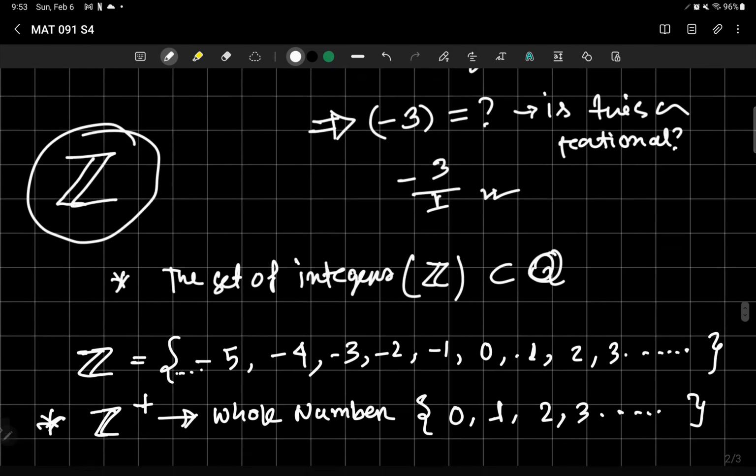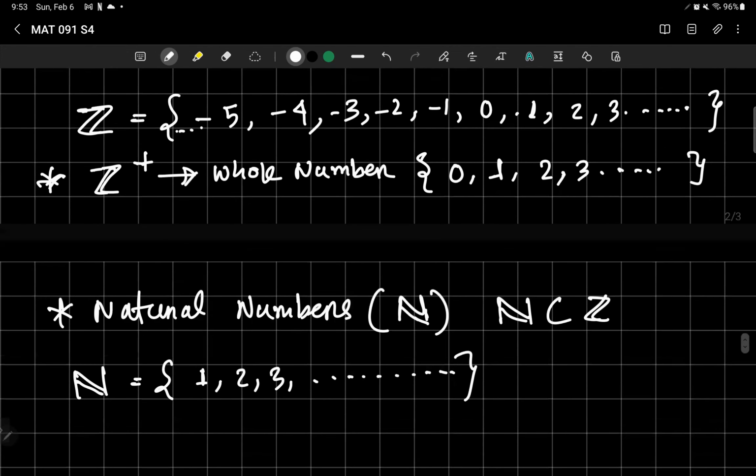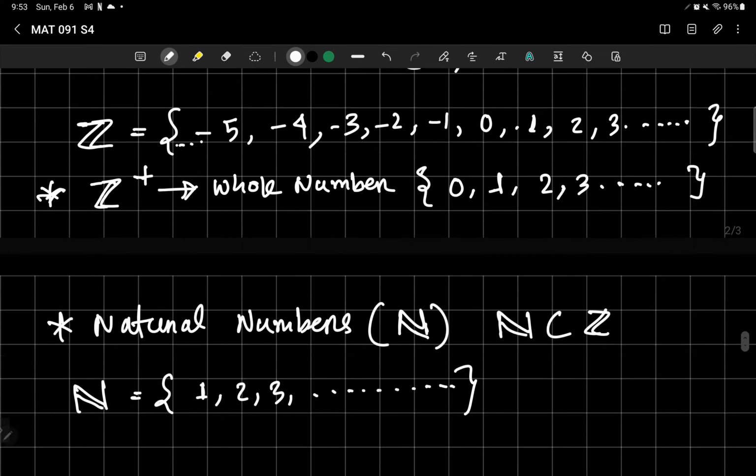So I think I covered pretty much everything inside rational numbers. I covered integers, whole numbers, and natural numbers. Yeah, so any questions so far? These are just definitions. Sir, what's the difference between whole numbers and natural numbers? Is it only zero?